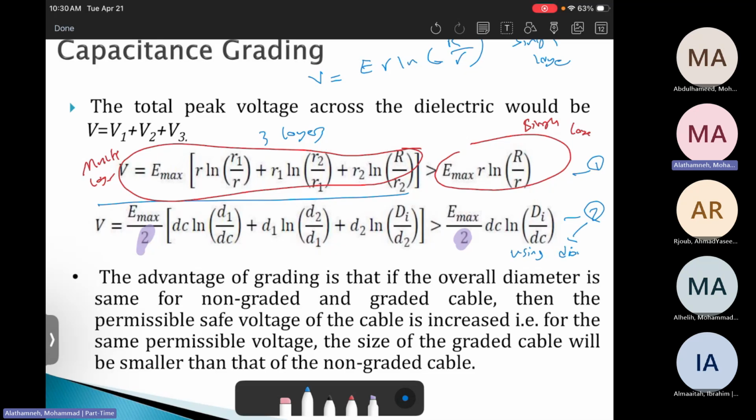And why are we using diameters? Most likely in cables, in high voltage, low voltage, and medium voltage, the protocol is to use the diameter more than the radius.